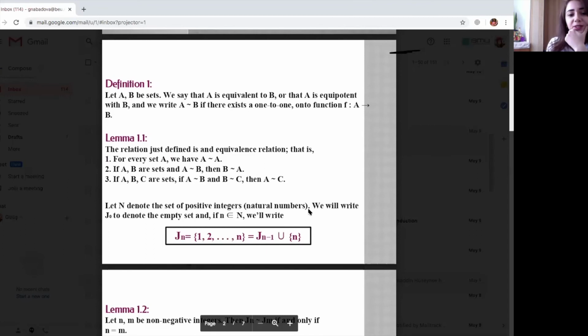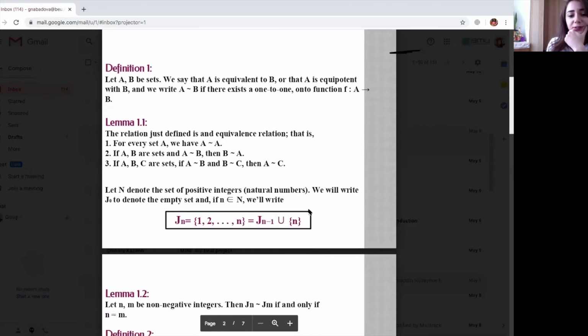Okay, please start the definition. Okay, my today's topic is equivalent sets. Let's look at the definition of equivalent sets.